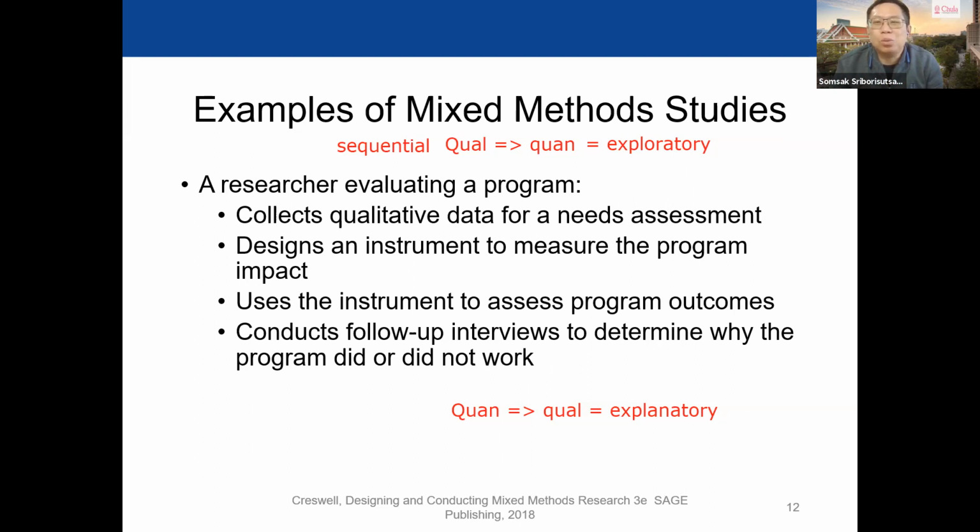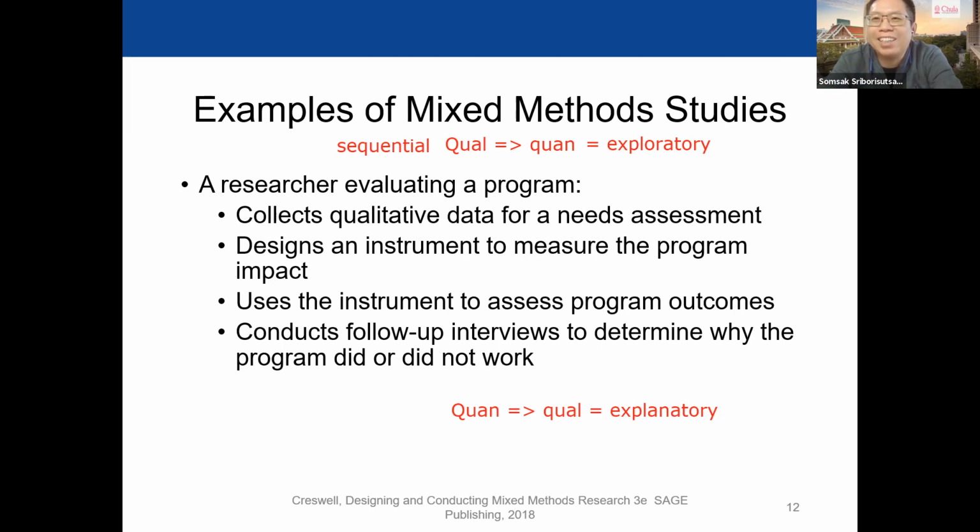Sometimes you can collect quantitative and qualitative data at the same time, literally simultaneous. But they say it's convergent, like a Hollywood movie, right? I would say, like a big research project, we have two teams: one team collects quantitative data and another team collects qualitative data, with no need to wait for the other to finish first. They finish at the same time.